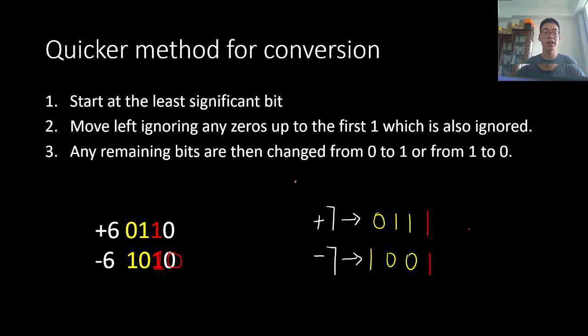We can check if the same trick applies to +7 as well. So starting at the least significant bit, finding the first one, we copy the 1 down. Then any remaining bits are flipped around, so 1 to 0, 0 to 1. And then this is how we get it. You can use either method, depending on which one you feel more confident with.